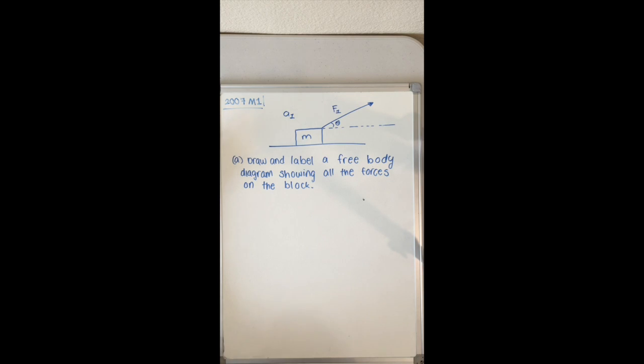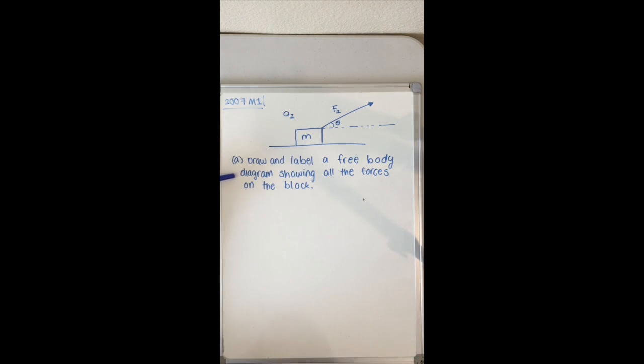Okay, so the question is, a block of mass m is being pulled along a rough horizontal surface by a constant applied force of magnitude F1 that acts at an angle theta to the horizontal. The acceleration of the block is a1. Express all algebraic answers in terms of m, F1, theta, and a1.